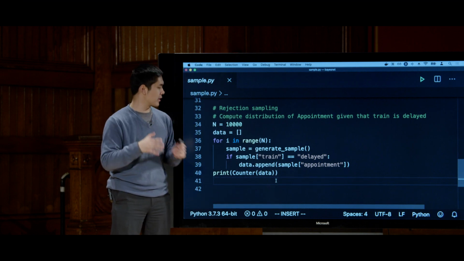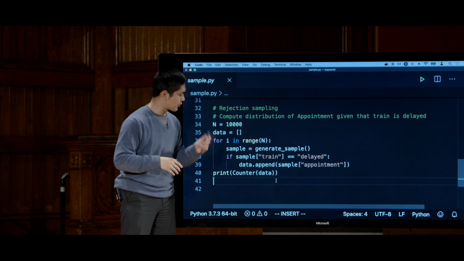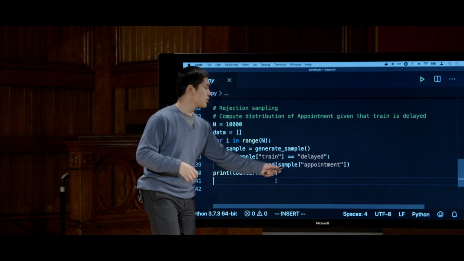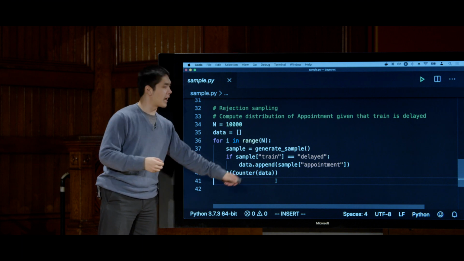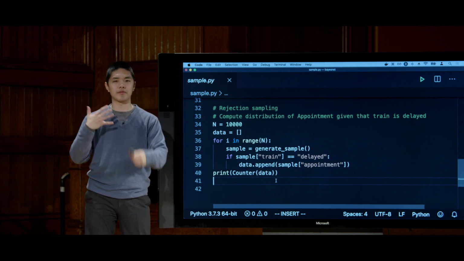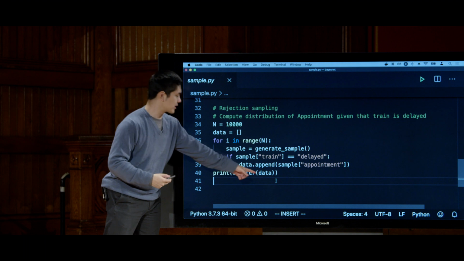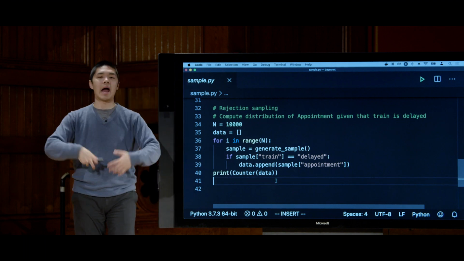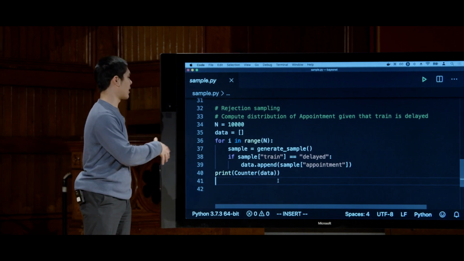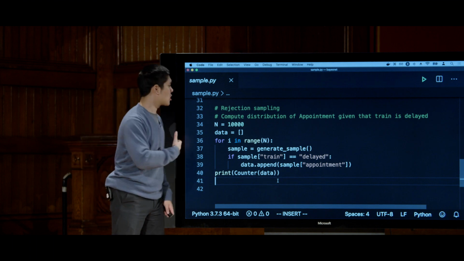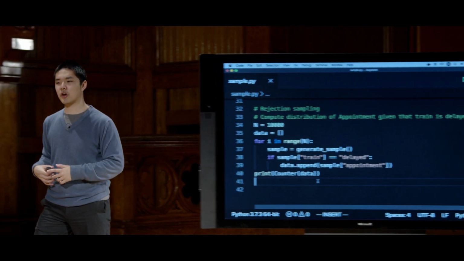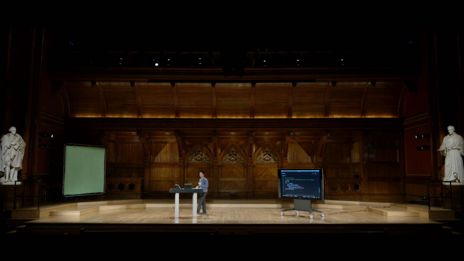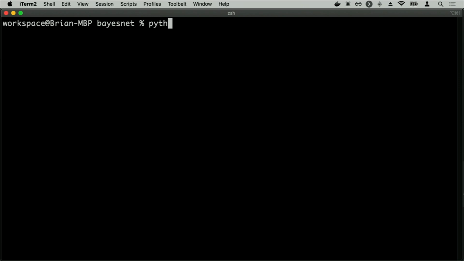So I'm only considering the samples where the train is delayed, and for each of those samples, considering what the value of appointment is. And then at the end, I'm using a Python class called counter, which quickly counts up all the values inside of a data set. So I can take this list of data and figure out how many times was my appointment made and how many times was my appointment missed. And so this here, with just a couple lines of code, is an implementation of rejection sampling. And I can run it by going ahead and running python sample.py.